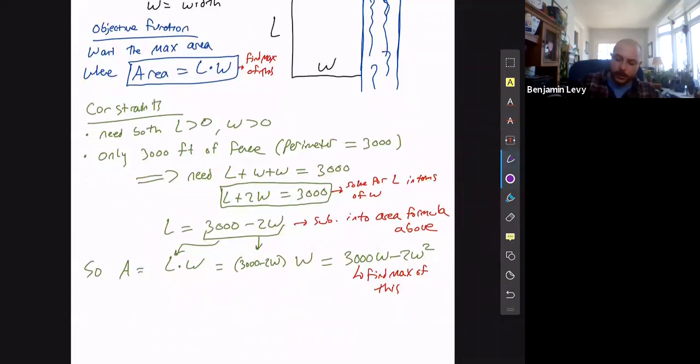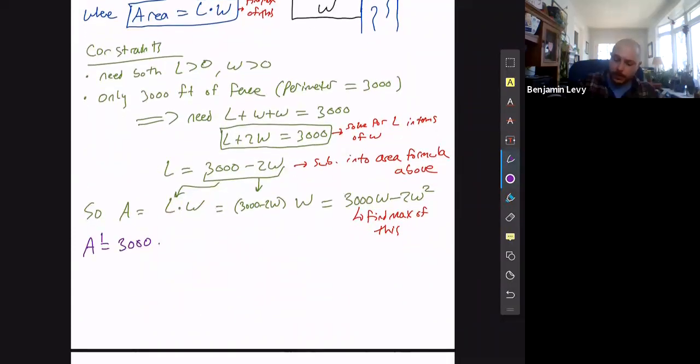It's just going to be 3000 minus 4W, right? And we want that to be 0. We're just finding the critical points, and then we're finding the flat spots, and then we'll classify it. So we can pretty easily just add the 4W, divide by 4, and you would get W equals 750.